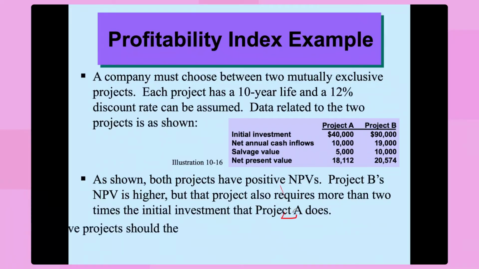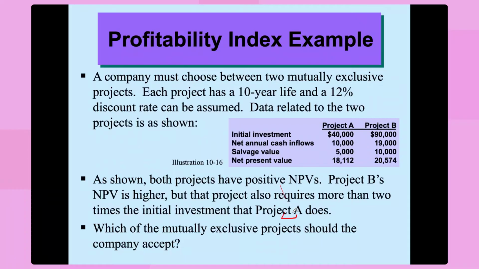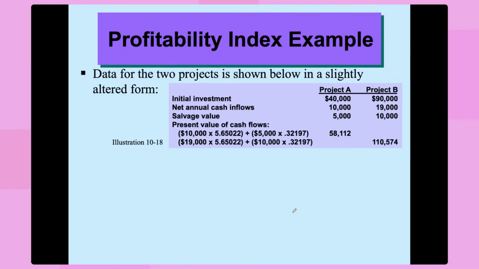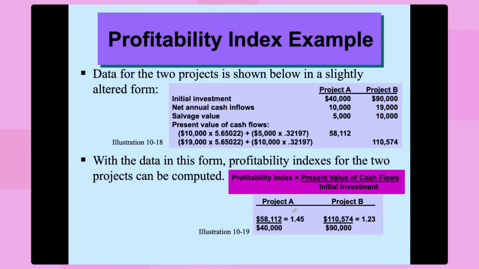However, in terms of profitability index, it depends, no? Which of the mutually exclusive projects should the company accept? Alright. This is the shortcut that I mentioned a while ago. No need to compute for the present value. Don't need to, right? Just have the NPV plus the investment.